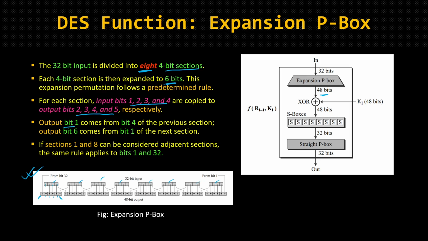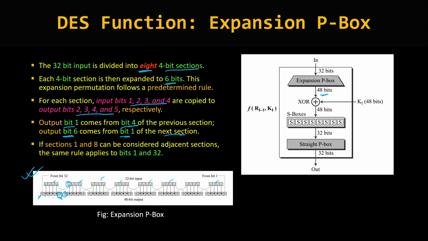Output bit 1 comes from bit 4 of the previous section, and output bit 6 comes from bit 1 of the next section. So you see, this is output bit 6, and it is coming from input bit 1 of the next section, and output bit 1 is coming from input bit 4 of the previous section. In this manner, the expansion box is formed.